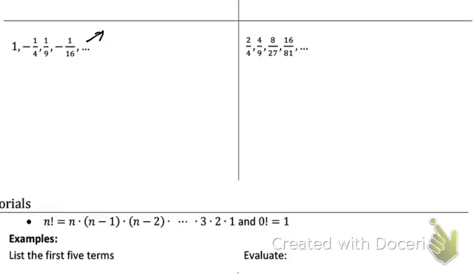So if it alternates from negative to positive, or positive to negative, so this alternates positive and negative, we are going to use negative 1 to the n minus 1.